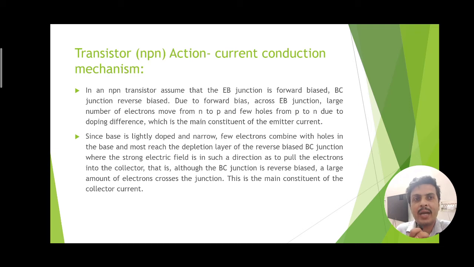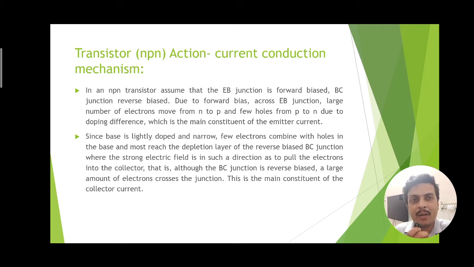Under these circumstances, if the collector base junction is reverse biased, that means if collector terminal is applied with positive voltage, then these electrons will be attracted towards the collector terminal. Therefore we can easily collect these excess electrons residing in the base region to form the collector current.